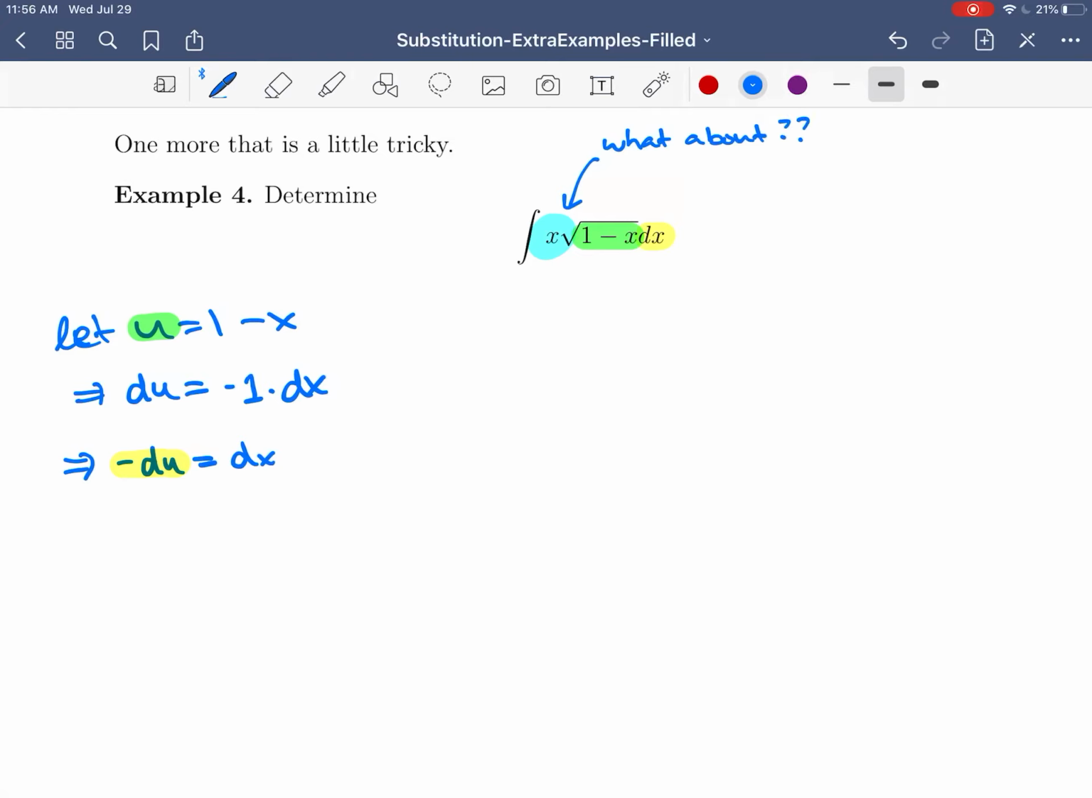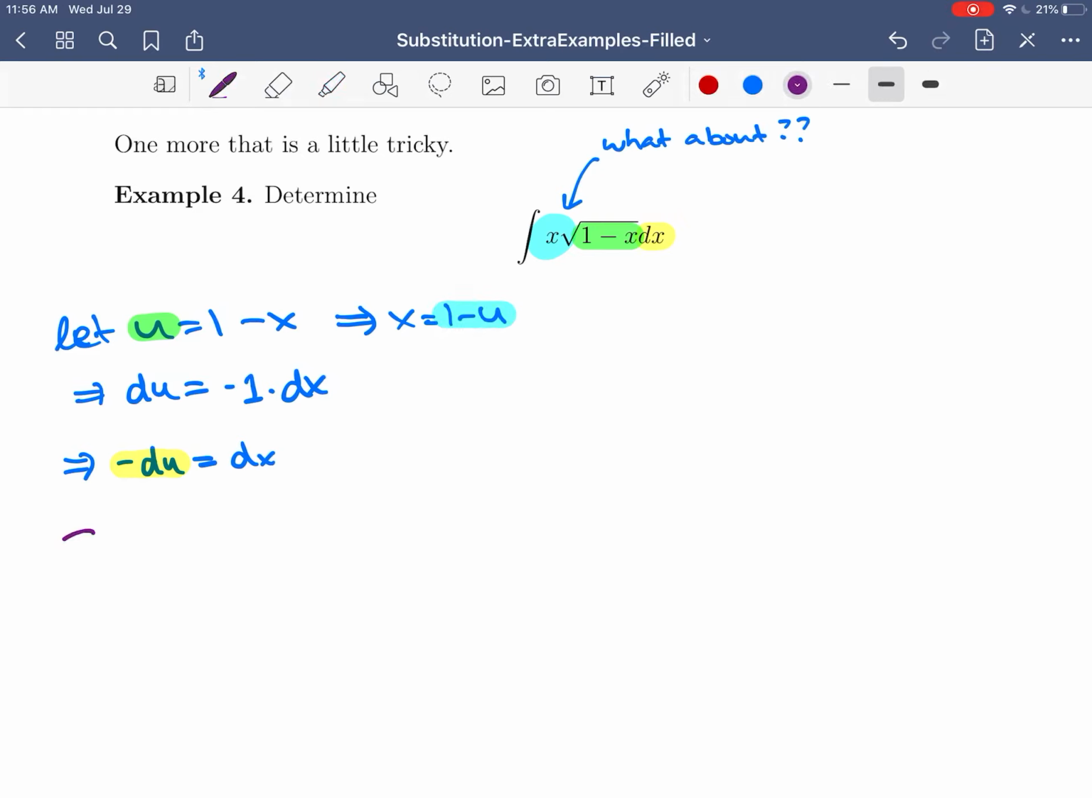Okay, we don't know how to replace that one. So what we're going to do is actually rearrange our substitution. So I see that there is an x here. Just like I rearranged this equation to solve for the thing that I want to replace, I can do the same thing here as well. So if I solve for x, x is actually 1 minus u. So now I know how to replace x. Okay, so that's actually going to be my 1 minus u.